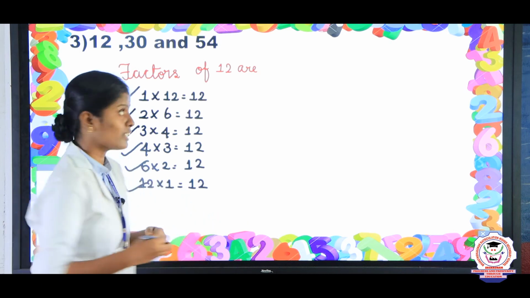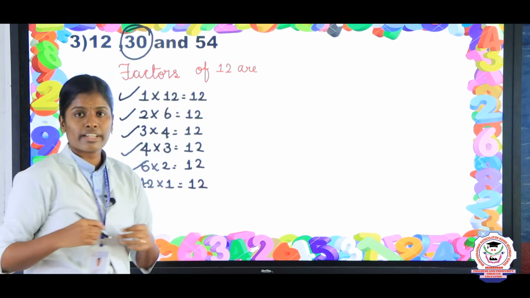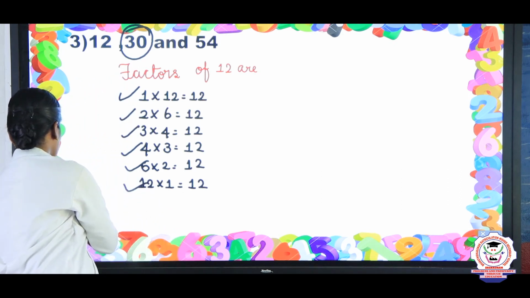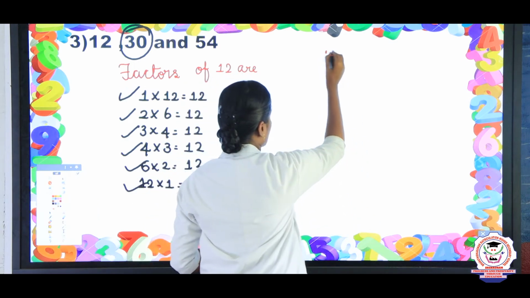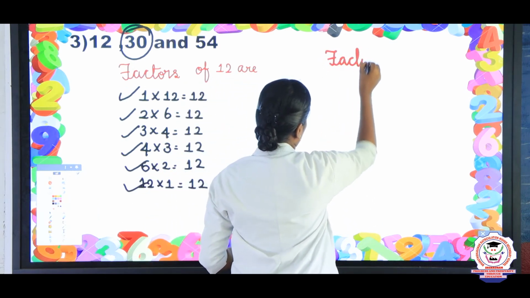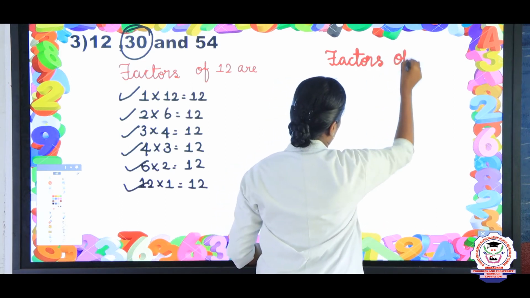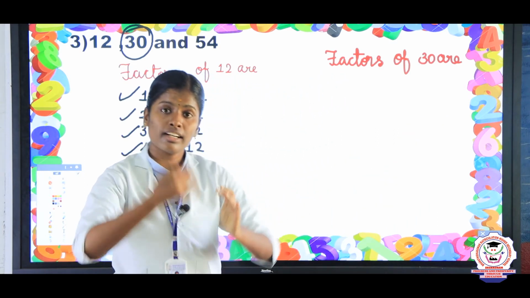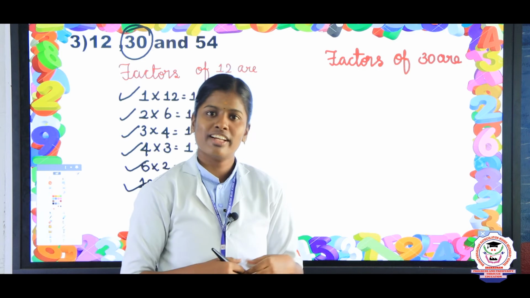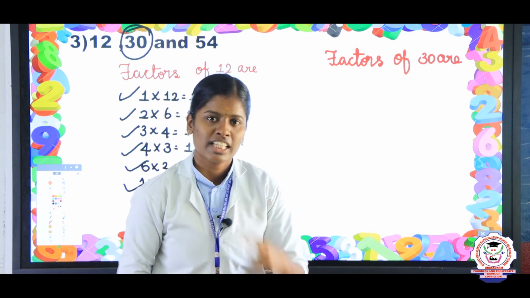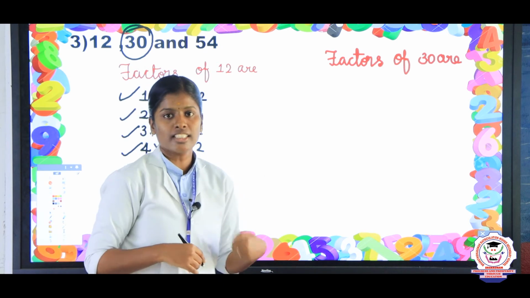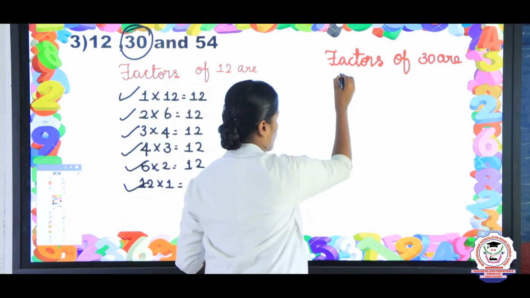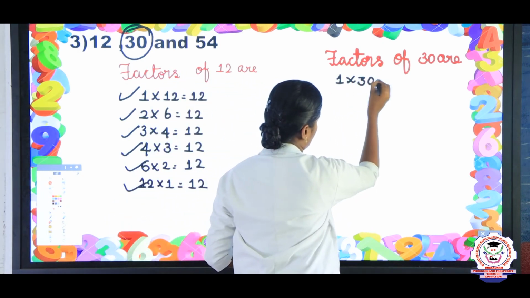Next we are going to find the factors of 30. So write here, factors of 30 are. You all know the 1 table and the number itself are factors of all numbers, right? So 1 table of 30, yes, how many times? 1 30s are 30. So write the answer. The first factor is 1 30s are 30.